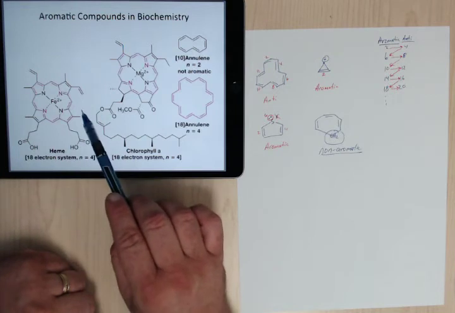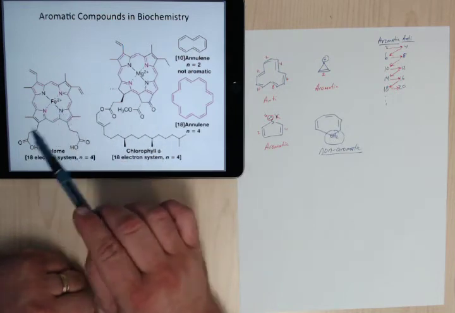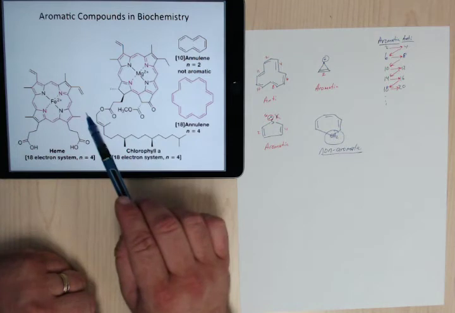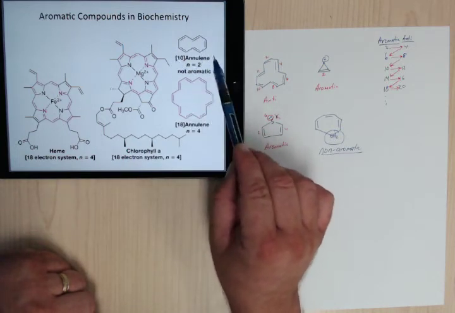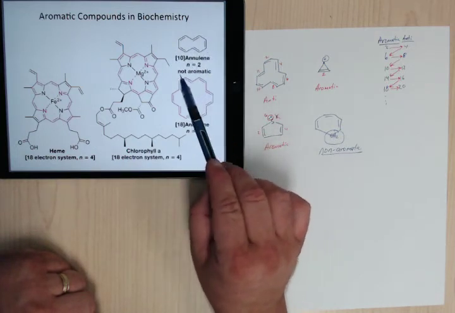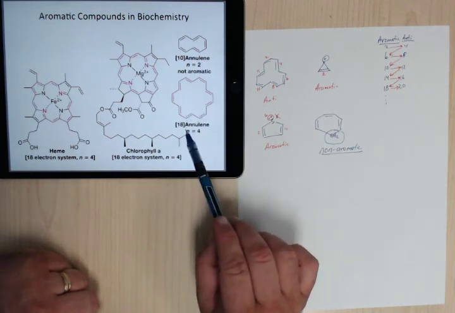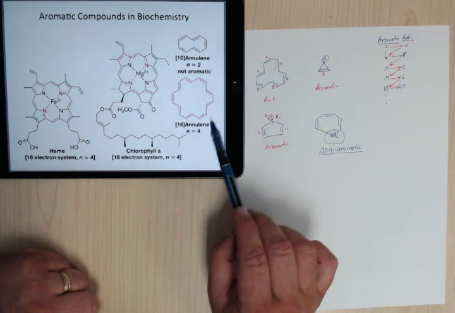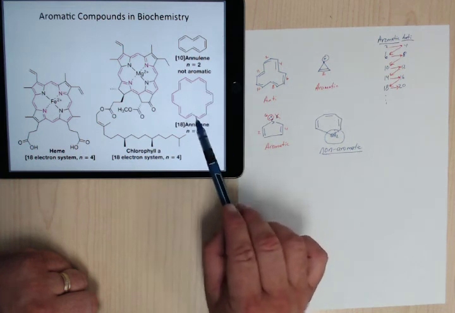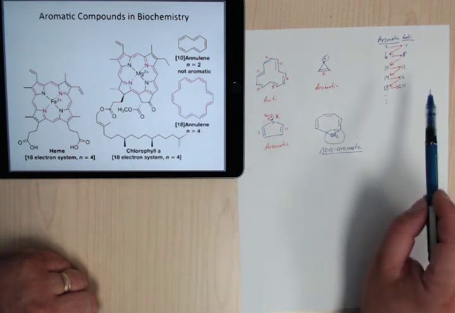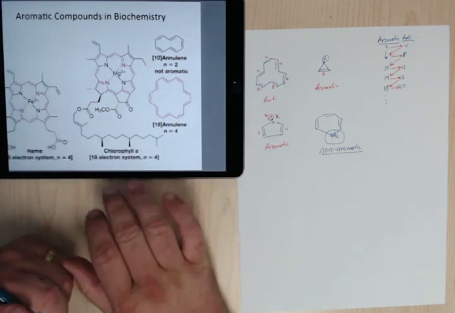Certainly different, but very, very similar. Okay, this is annulene, right? So 2, 4, 6, 8, 10. So it's not aromatic, but 10 annulene versus 18 annulene, right? So 2, 4, 6, 8, 10, 12, 14, 16, 18. So 18. This is aromatic. Okay. There you go.